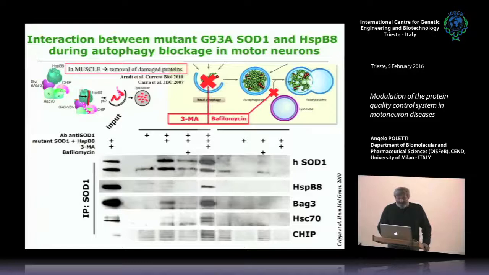And this is exactly what happened. If you immunoprecipitate SOD1 when we block autophagy with 3MA, so we prevent the insertion of the complex into autophagosomes, we have the entire complex of BAG3, HSPB8, HSC70, and CHIP that comes down. So now we know that in motor neurons that express misfolded proteins, we have exactly the same response that is normally present in physiological condition in muscle.